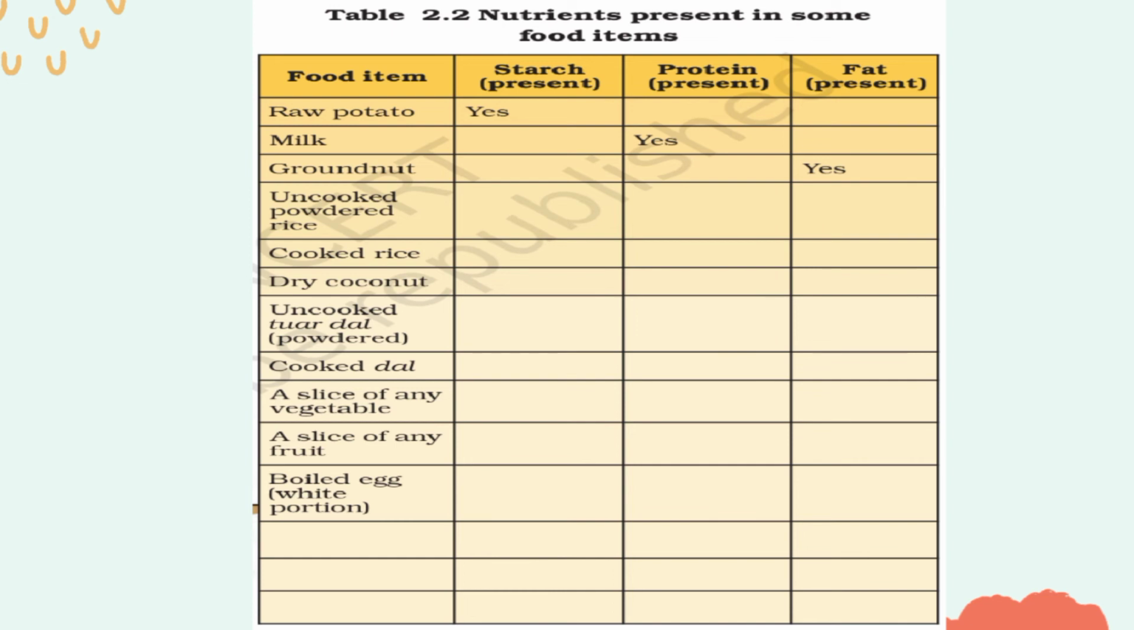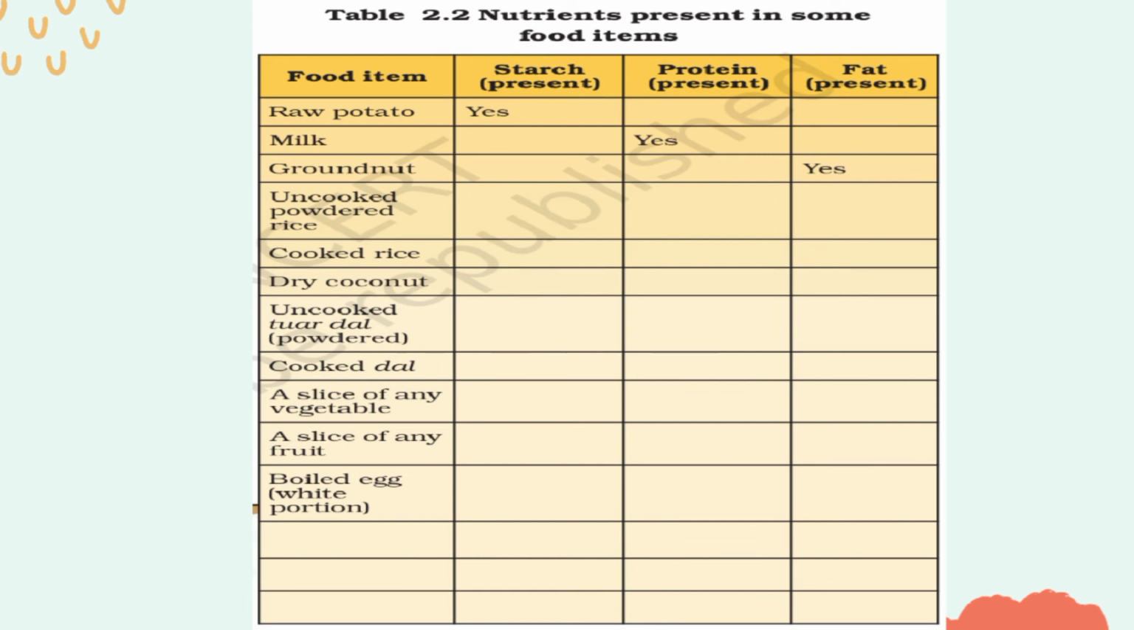Uncooked powdered rice will change the color into blue. That means it contains starch. Cooked rice also contains starch. Dry coconut contains fat, that means the paper turns oily. Uncooked tur dal contains protein. Cooked dal contains protein and fats.